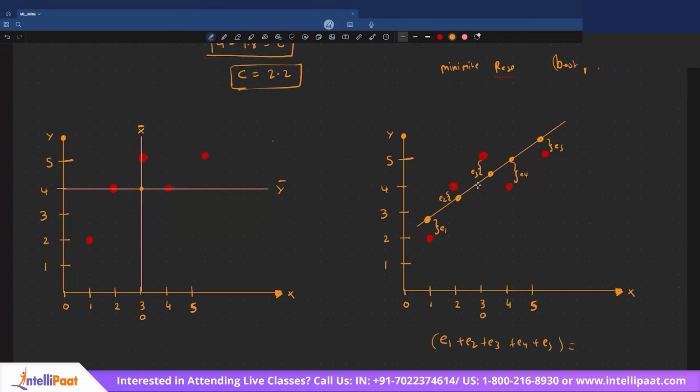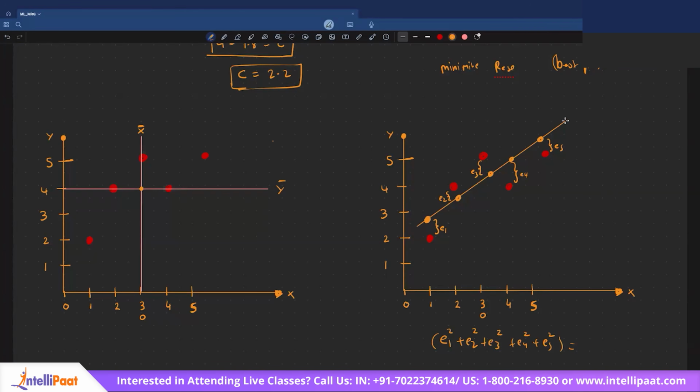Does that make sense? From this data point to this red data point it is in the negative direction, but E2 is in the positive direction. So if I don't square them, won't they cancel each other out, and the actual answer will be terribly wrong? So rather than adding E1 through E5, do we not take E1 square plus E2 square plus E3 square plus E4 square plus E5 square? Agree, disagree? Now listen to me carefully in the most simplistic sense.